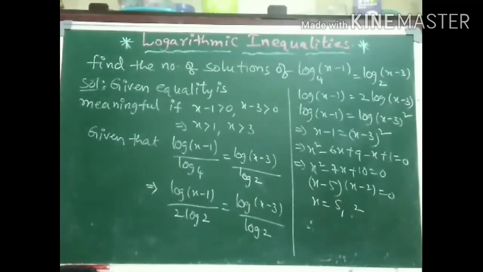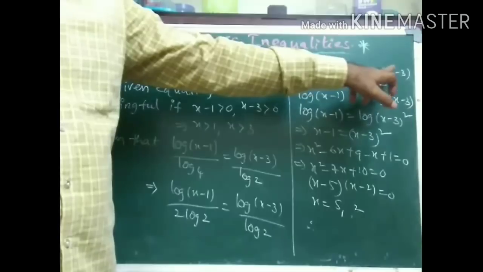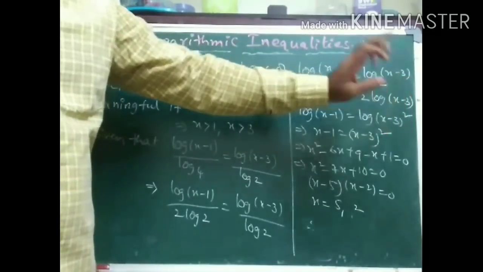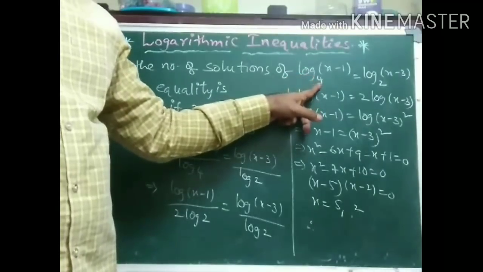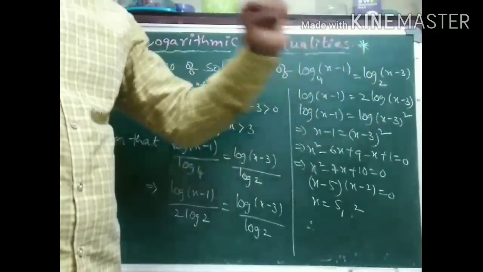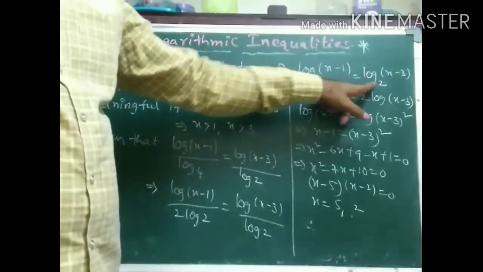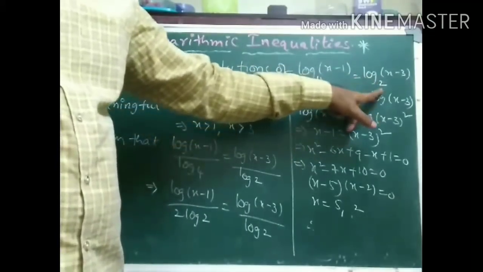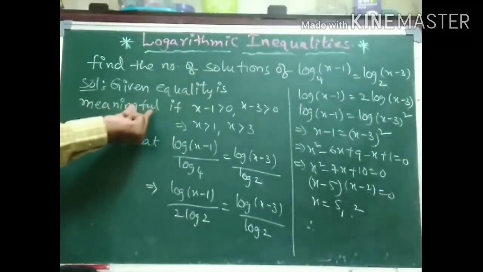Find the number of solutions of log of x minus 1 to the base 4, which equals log of x minus 3 to the base 2. So please observe here, the first one is with base 4 and the second one is with base 2. Okay, first of all let us see. Definitely the bases are 2 and 4, both are positive and greater than 1.